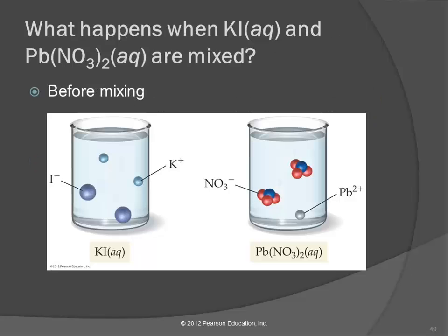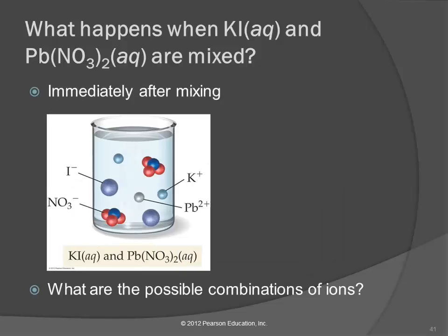So let's look at what happens when potassium iodide and lead nitrate are mixed. So before mixing, in this beaker, we have potassium ions and we have iodide ions, and they separate when they dissolve in water. This is a strong electrolyte. It dissociates into its ions. And in this other beaker, we have the nitrate ions, which stay intact because that's a polyatomic ion. They're like shrink-wrapped together. And there's the lead ion. So those are going to be separated. So that's what you have before you mix it.